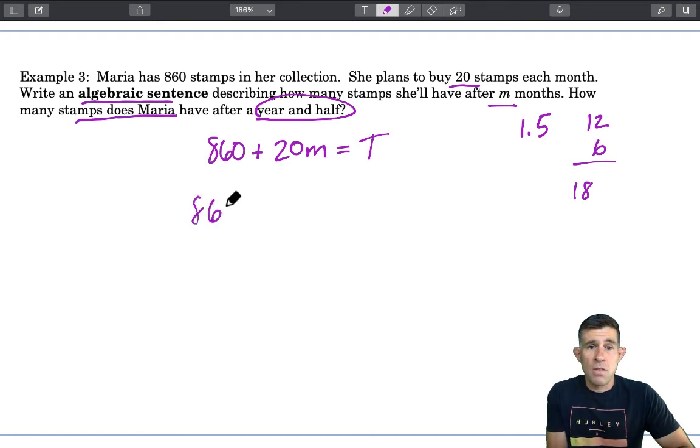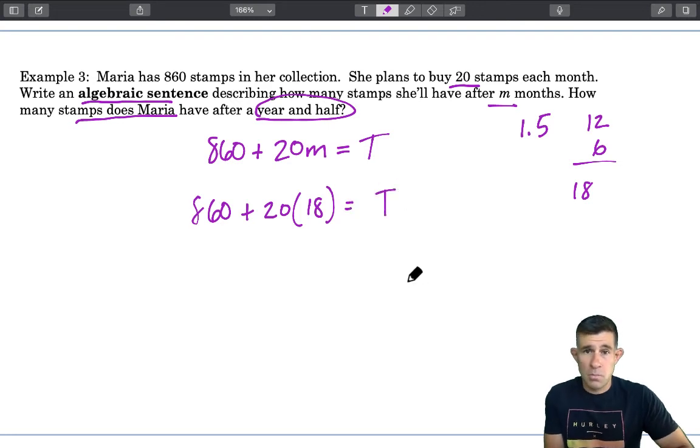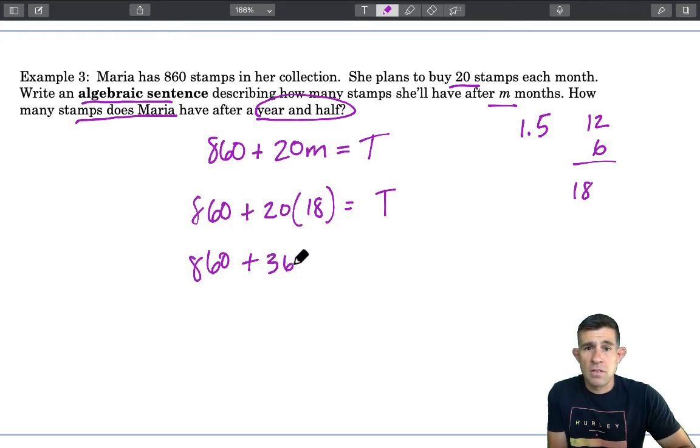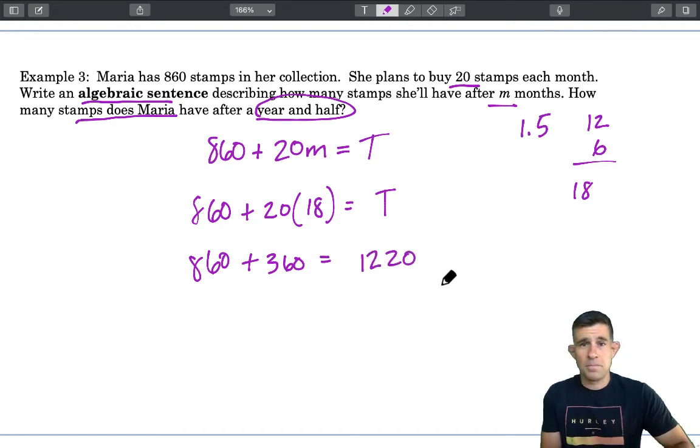So now we're going to evaluate 860 plus 20 times 18, and that will give us our total number of stamps. So 860 plus our 20 times 18 should give us 360 more, and that's going to give us 1220 for the total number of stamps.